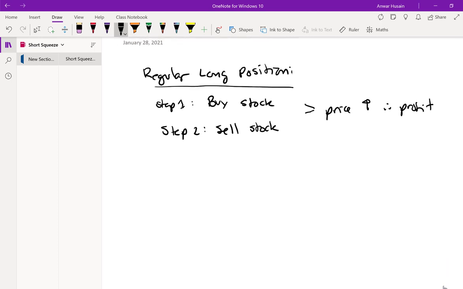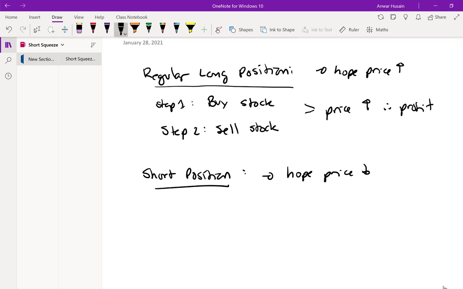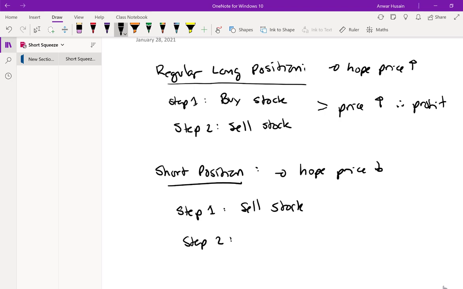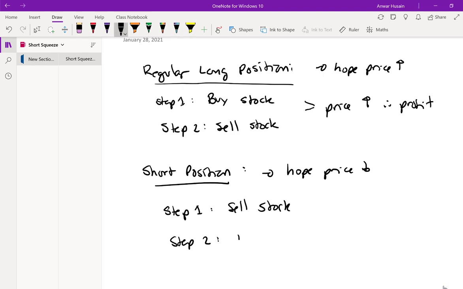Now, a short position is exactly the opposite. What you're hoping for in a long position is obviously that the price increases. In a short position, you hope for the opposite. So you are now thinking that this company's price is going to fall. But how do you make money on that? You don't want to go buy it, because you would rather sell it today and buy it at a lower price when it falls. So you reverse the order. Step one is you sell the stock, and step two is you buy back at a later date when hopefully the price has fallen. So in this case, you're hoping for the price to fall, and then you get your profit.